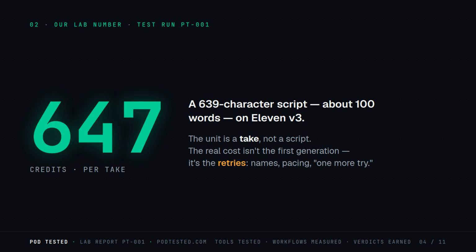Now the number no pricing page will give you. In our lab test, PT1, a 639-character script, about 100 words, costs 647 credits on 11v3. Call it 650 credits per take. Remember that unit: a take, not a script. Because the real cost of ElevenLabs isn't the first generation, it's the retries. Names, pacing, one more try regenerations. That's where a cheap experiment quietly becomes a Pro plan workflow.